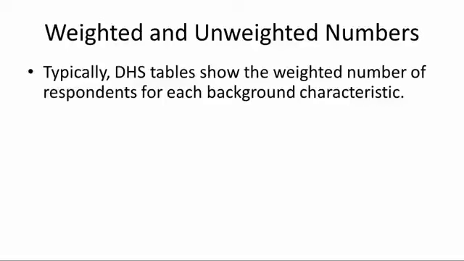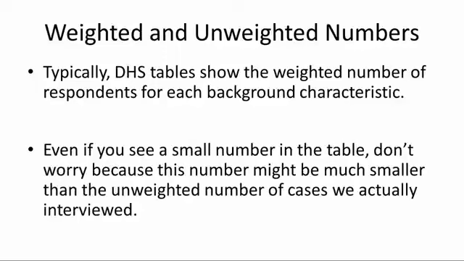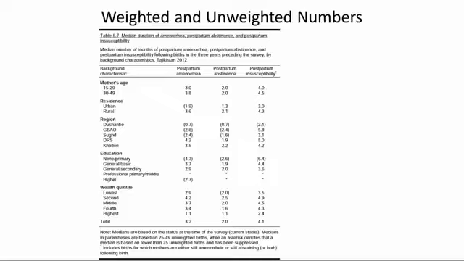Most DHS tables show the weighted number of households and respondents, and this sometimes may appear to be rather small. Even if you see a small number in the table, don't worry, because this number might be much smaller than the unweighted number of cases we actually interviewed. To help you assess the sample size, the tables in the final report use certain symbols to let you know if the number of unweighted cases is too small to be considered reliable.